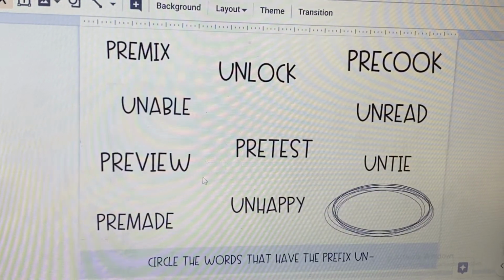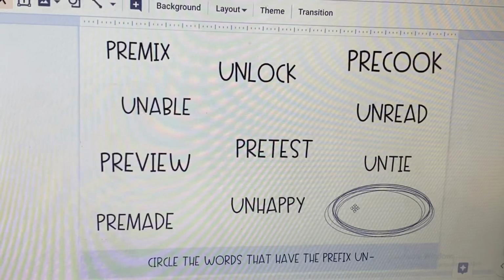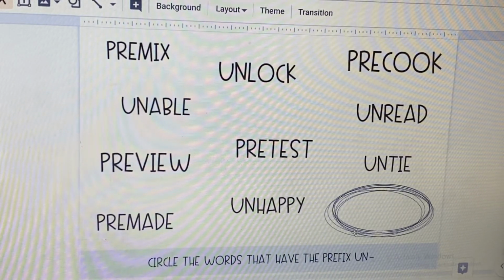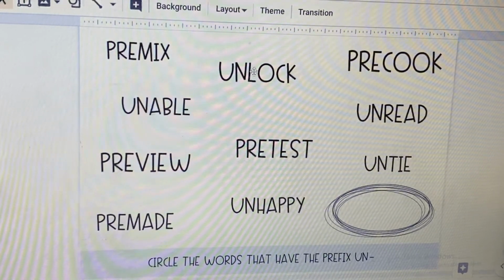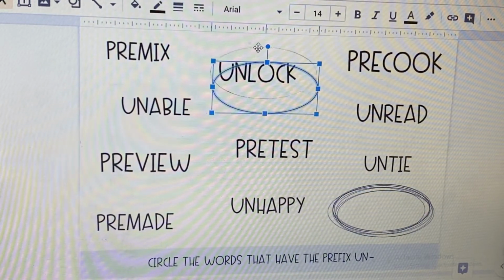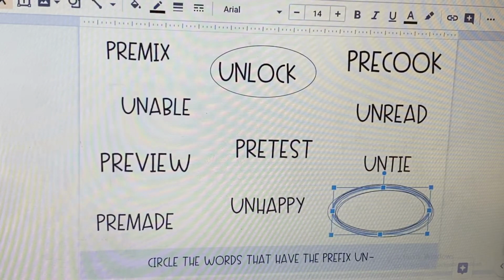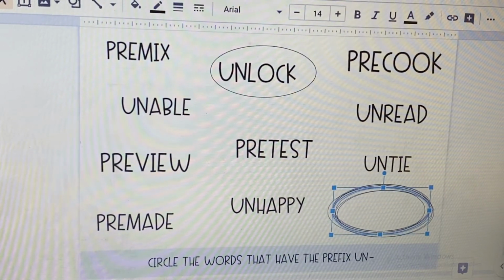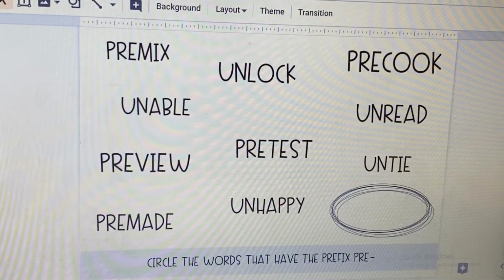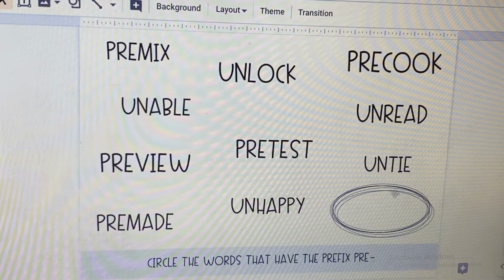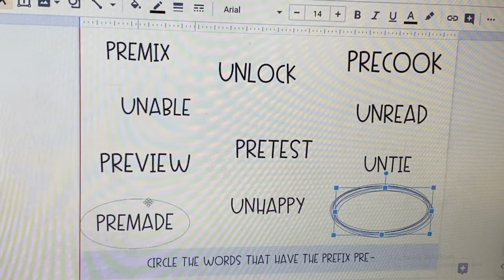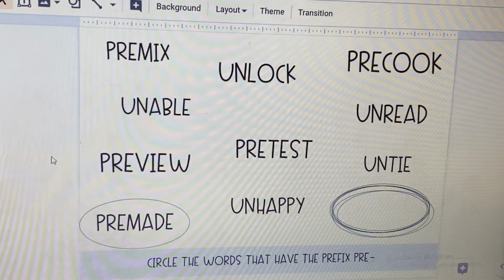Okay? This one you're just going to put a circle around the words that have the prefix un. So like unlock. Drag the circles around all the words that have un. Un is the prefix that means not. Okay, slide number 9. Circle the words that have the prefix pre. So pre-made is one. You figure out the rest of them.